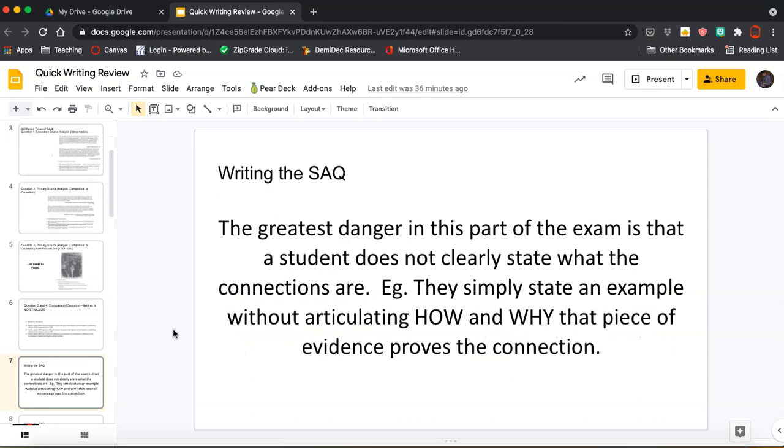The biggest issue that I see with students writing the SAQs is that you'll give the fact, but you won't explain how it actually answers the question. All right. And that how and why, the explanation, that one extra sentence always kind of makes or breaks it. And with these, it's either you get the point or you don't get the point. There are no partial points here.